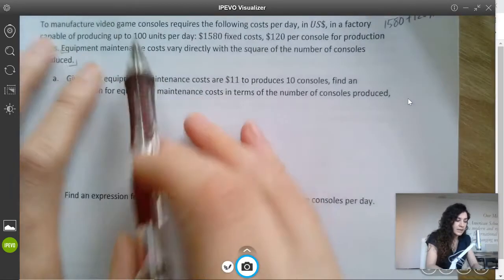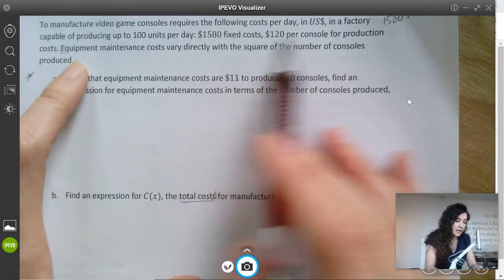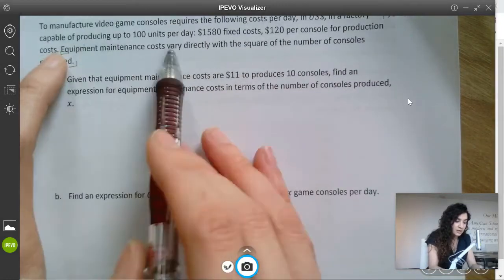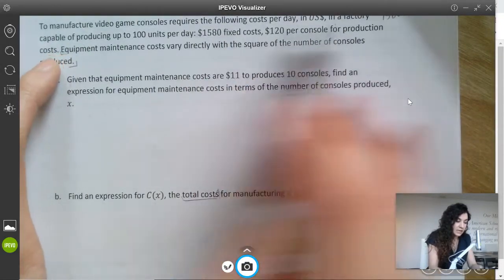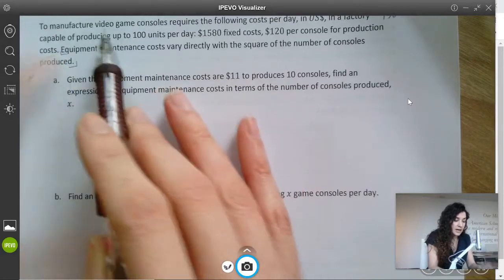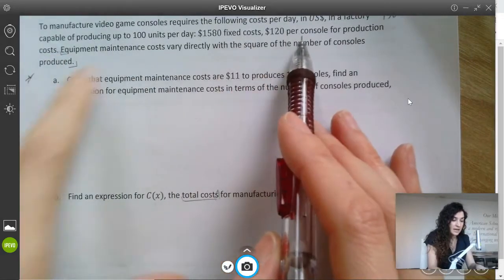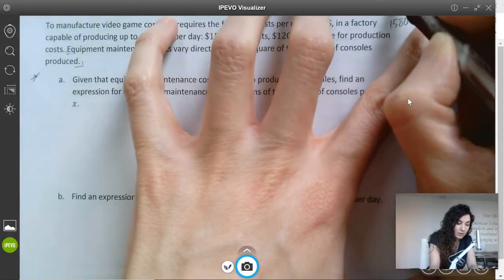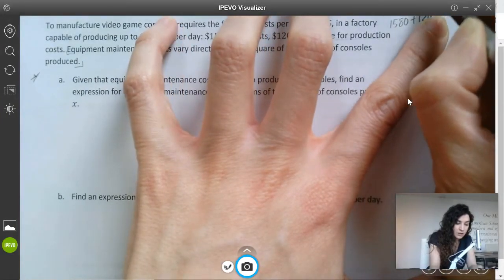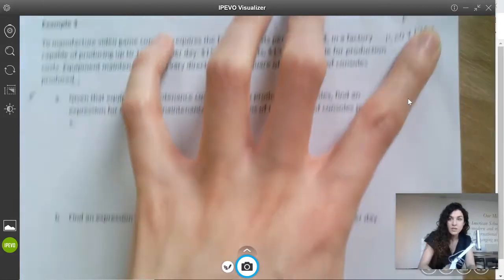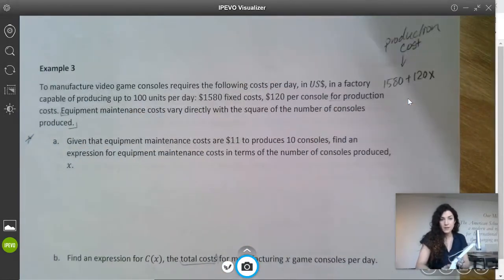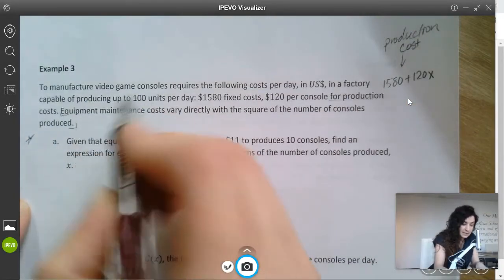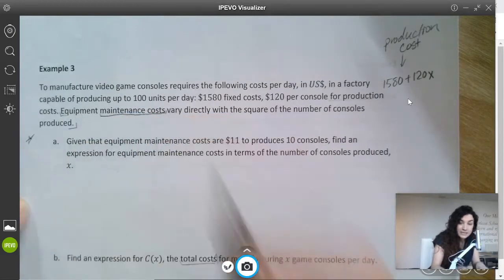So if you're still with me, we can see here that the production cost is this guy, right? In a factory capable of producing this, we have a fixed cost and then 4 production costs. So this is our production cost. Okay, so this is how much it just costs to make something. And then it says here a maintenance cost. So this is a different cost.